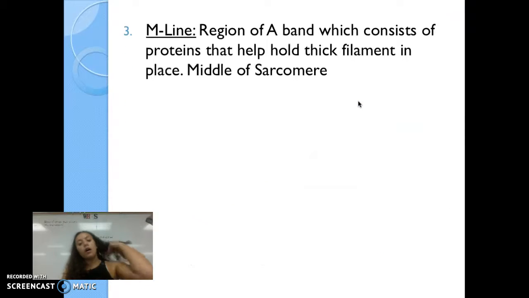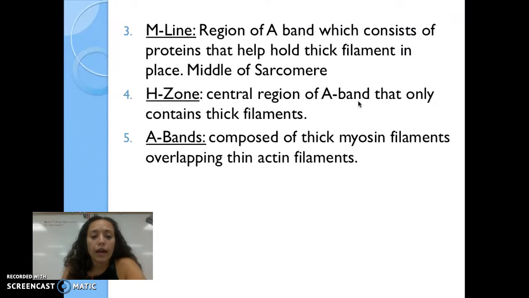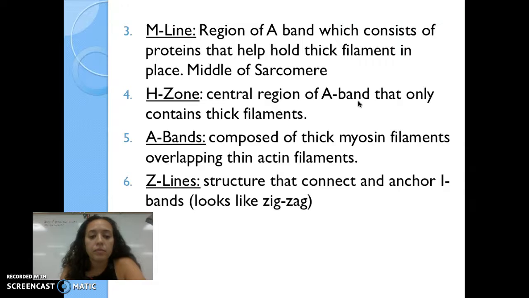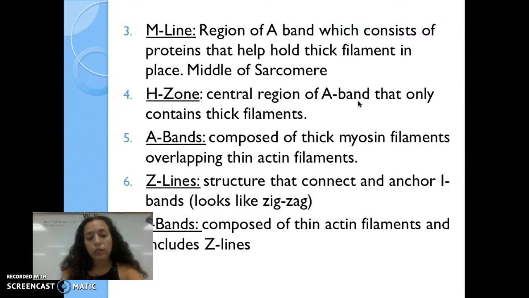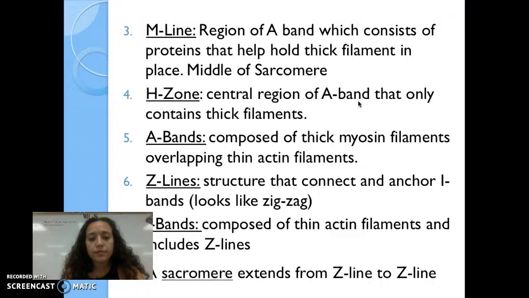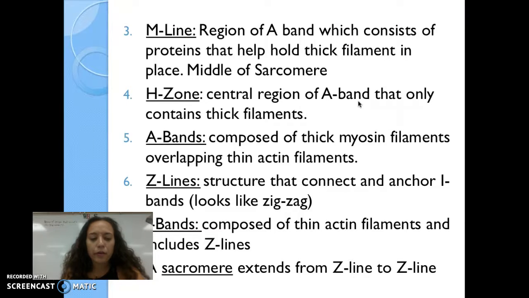Okay, so you have different parts of the line. So you have the M line, the H zone, A band, Z line, and I band. So I'll let you just write these down, and it's easier for me to explain as it's on the picture. So just pause it now and label. Oh, and the sarcomere, which I already went over.